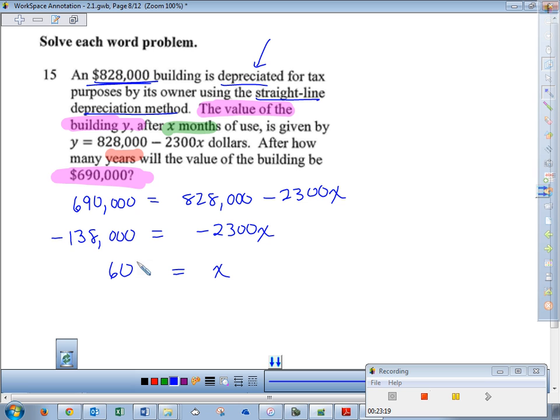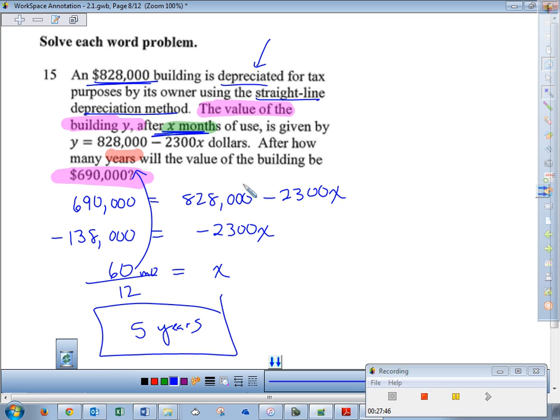Discuss with your neighbor. What's the answer? 60. Typical MyMathLab, right? You get X equals 60, you think the answer is 60. I heard you all say they want to know how many years, but the equation is in months, right? Doesn't X stand for months? So this is 60 months. You've got to say, well, since there's 12 months in every year, it would take 5 years to get that done. Just because your algebra is right doesn't mean your answer is right. Good deal? That equation was in months.